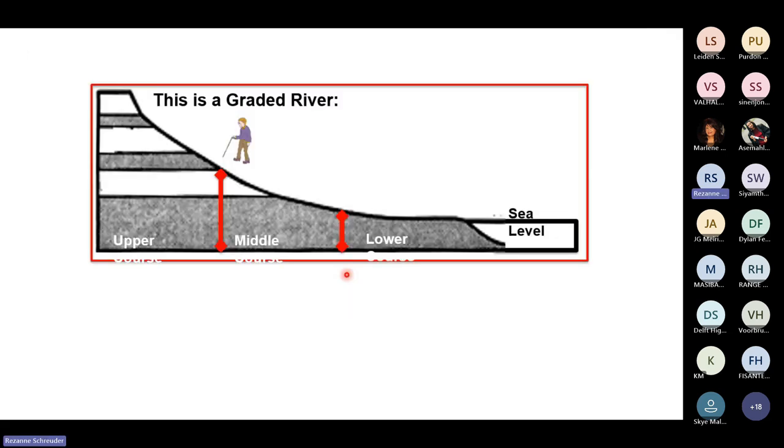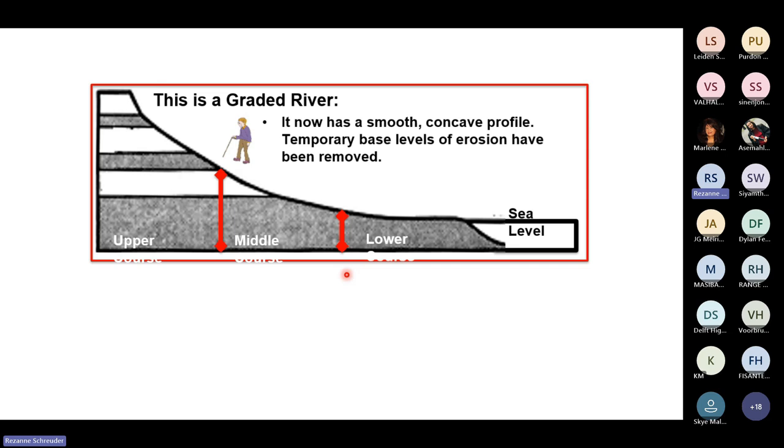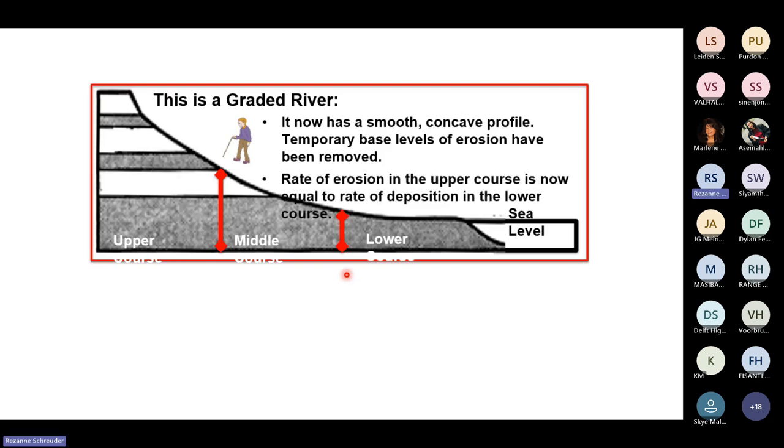Right, so we've referred to the graded river yesterday in the upper course, the middle course, and the lower course. So the graded river now has a smooth concave profile and your temporary base levels have been removed. So we don't have a lake, we don't have a waterfall, right? The rate of the erosion is now equal to the rate of the deposition because we need a smooth flow. Remember I said if you get good grades, then your school career is smooth flowing. So that's what we are looking at.